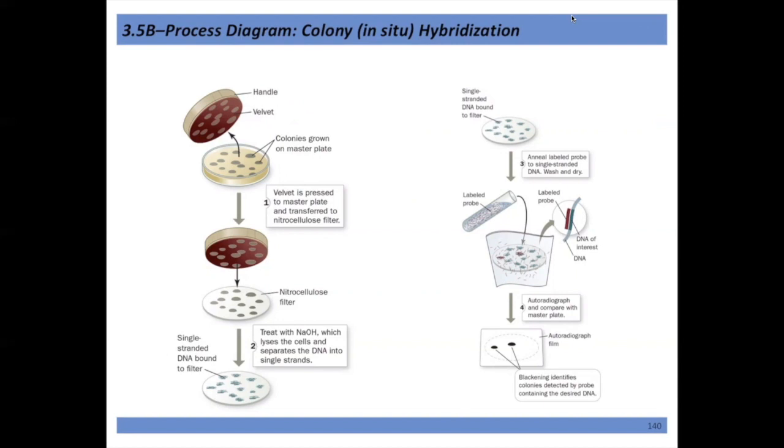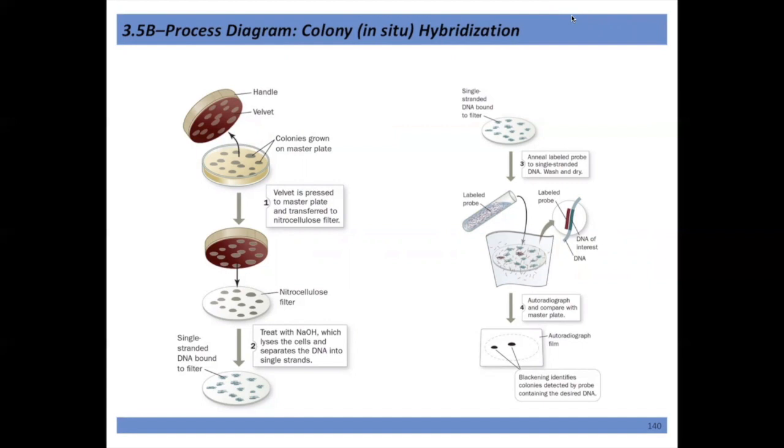There are lots of ways that you can do this. But in the end, you let the bacteria grow up on an agar plate, and then you have this handle with a piece of velvet on it. You press it on the colony, and then you take what's been transferred to the velvet and put it on a nitrocellulose filter.